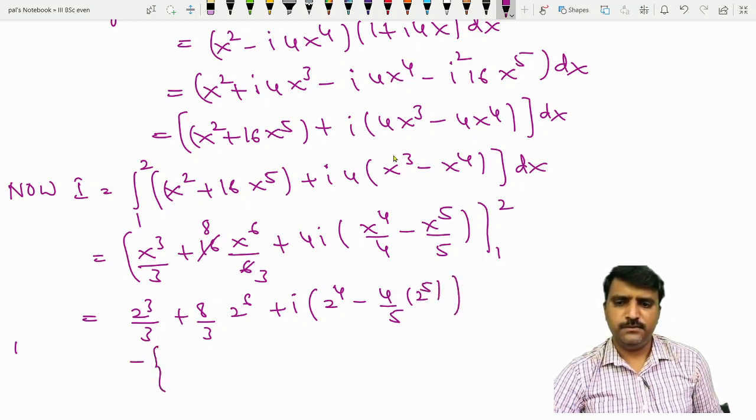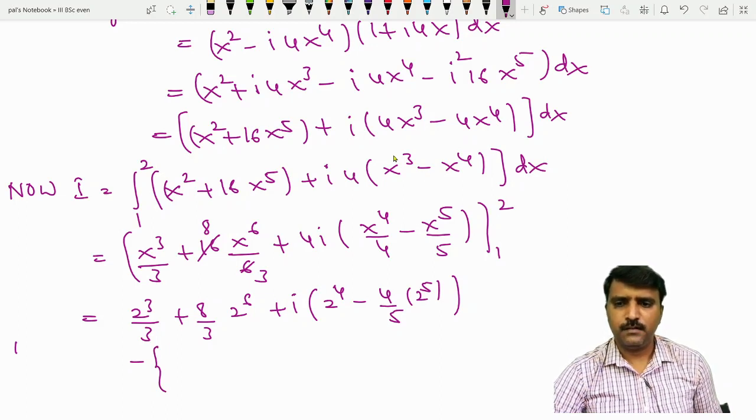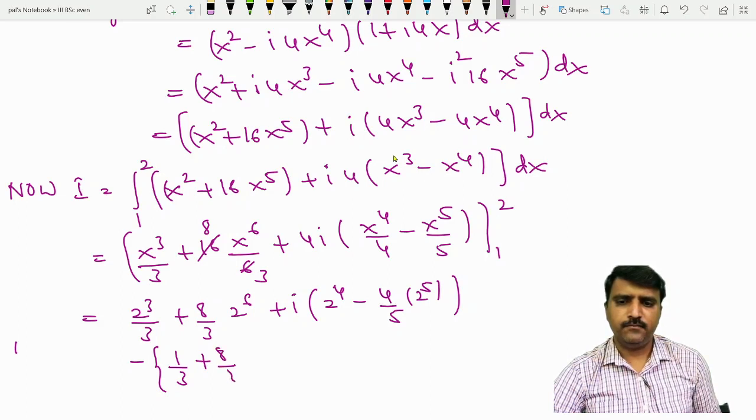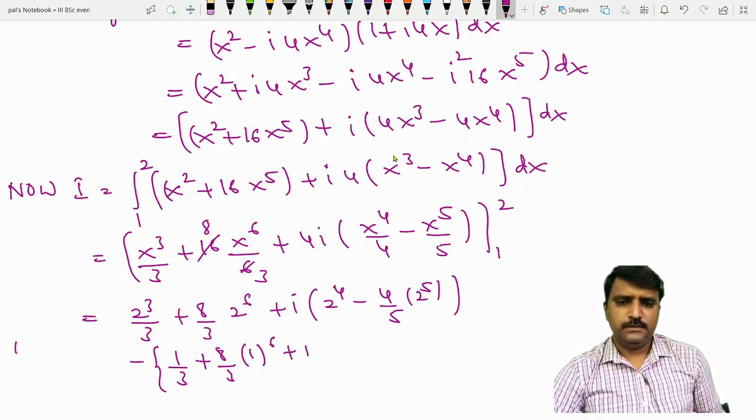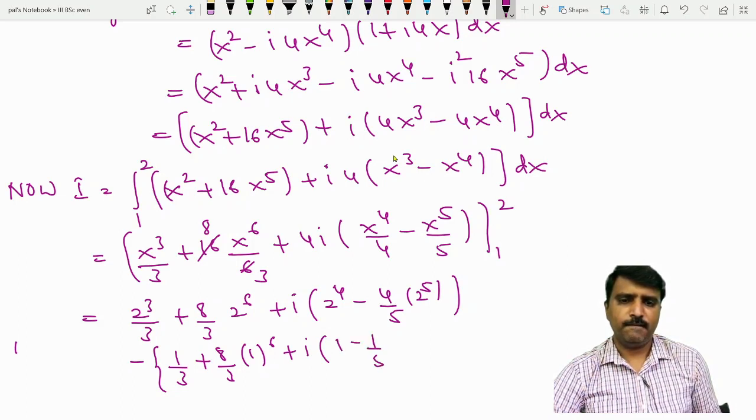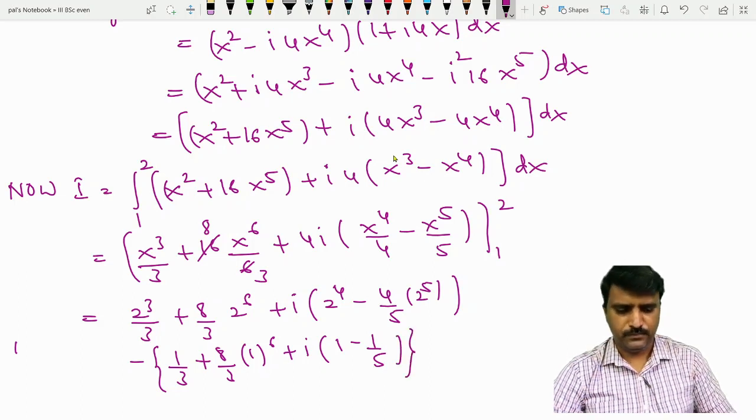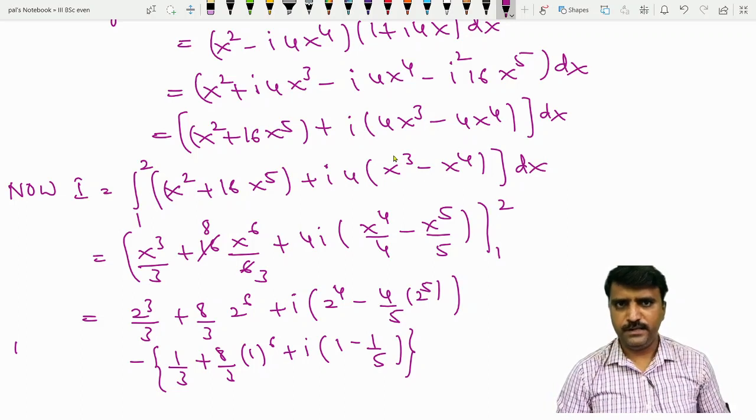minus of lower limit, 1 by 3 plus 8 by 3 into 1 to the power 6 plus I into 4 cancel, it is 1 minus 1 by 5. Okay, next step you are simplifying this.